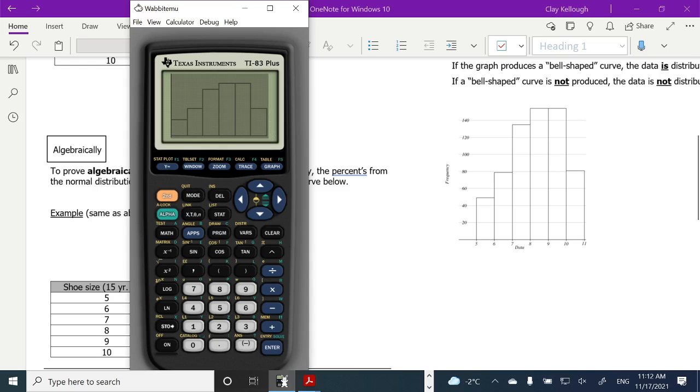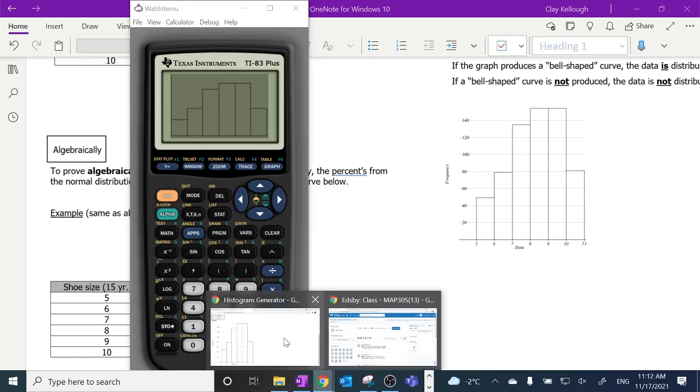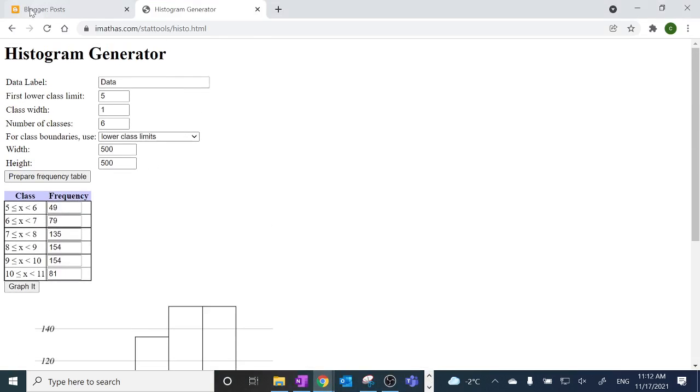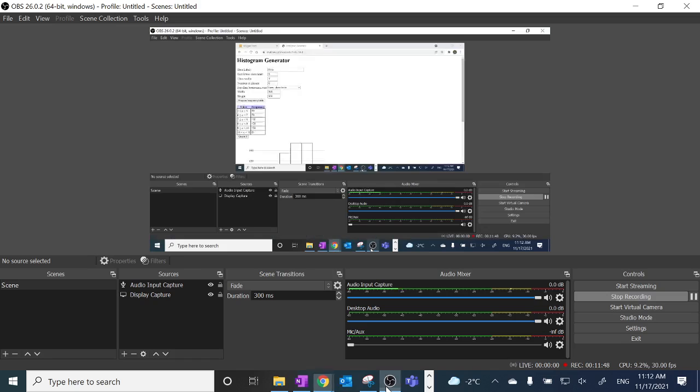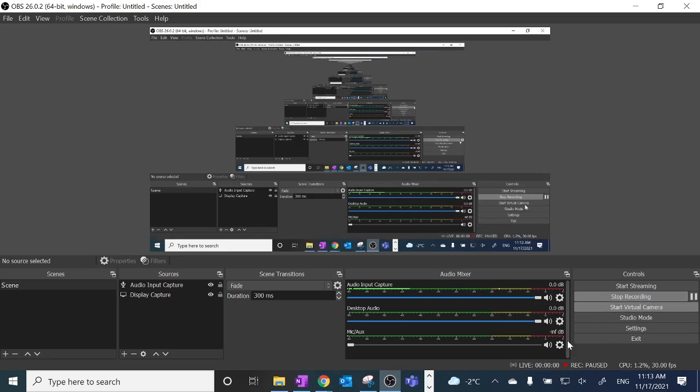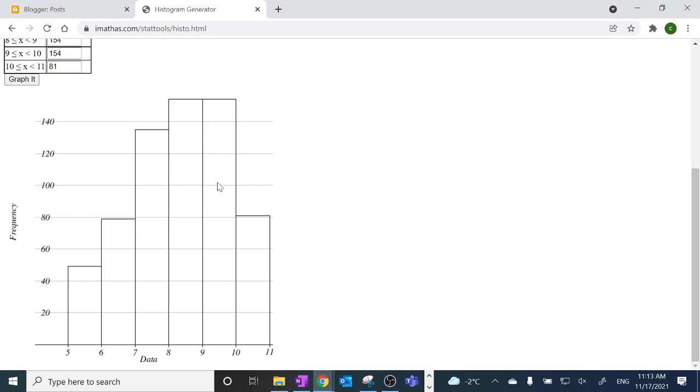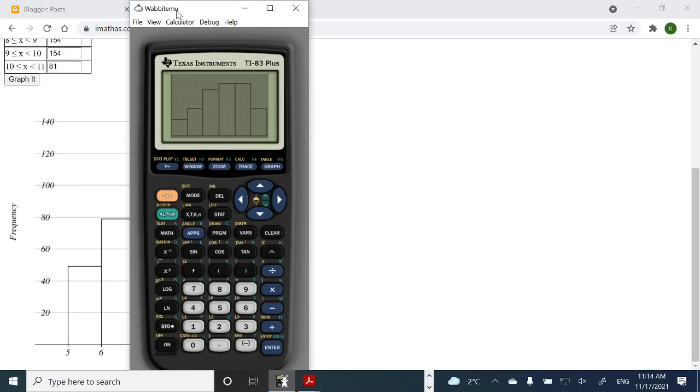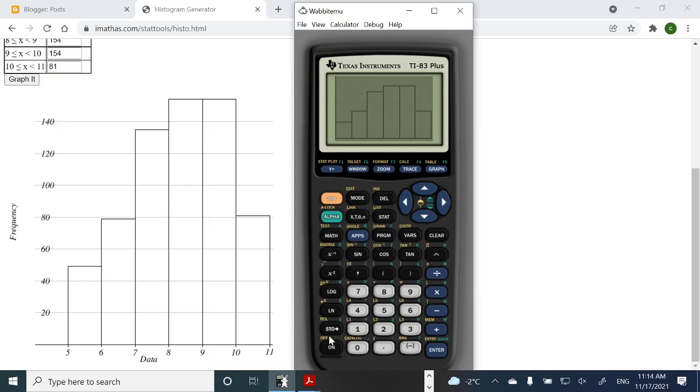Okay, go back to the histogram generator. Okay, so back on the histogram generator. Here, let me just clear it. And how about I'll pause the video and I'll run through it again. Be right back. Okay, we're back. And I was just showing people a second time how to get this on the online app. And here's the same graph on the TI.